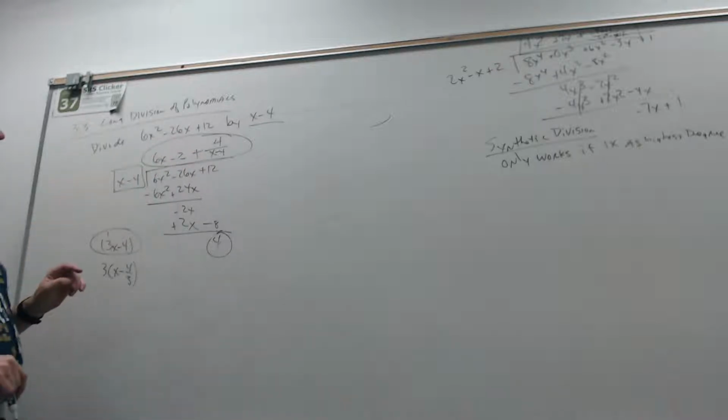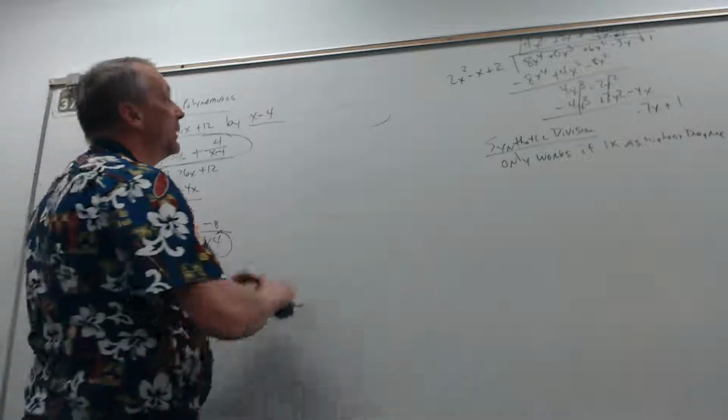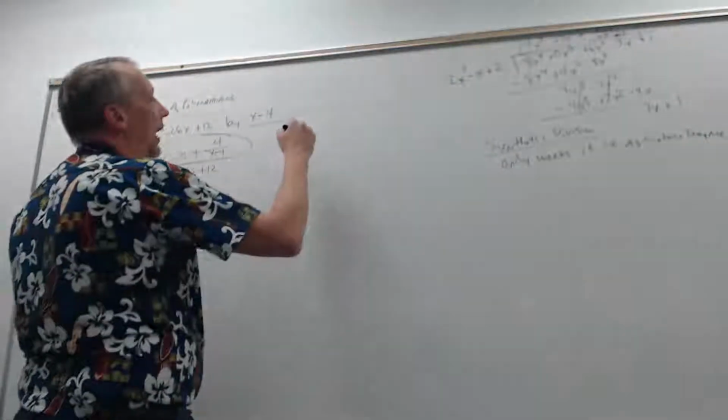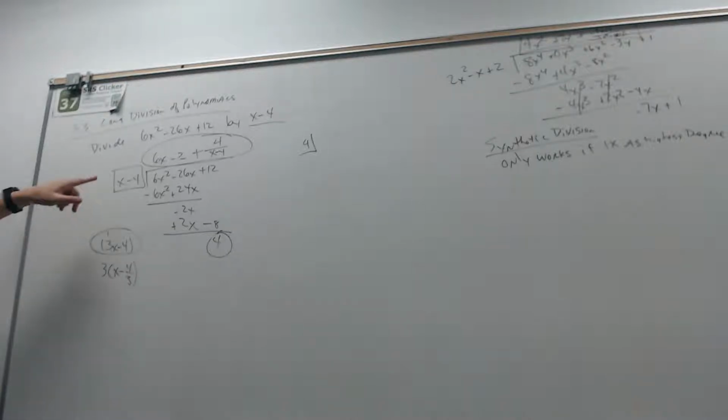Now, when you're doing synthetic division, this is the factor x minus 4. If you were to solve that for 0, the x would equal positive 4, right? So here's what I'm going to say with synthetic division. I'm going to pull out a 4 here. So it's going to be the opposite sign of whatever that is.